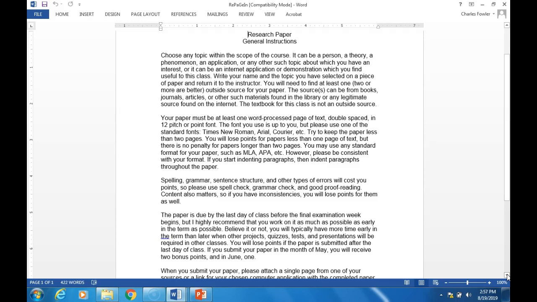All right, now let's get back to the paper itself, the research paper. You'll need to find at least one, but two or more is better, outside sources for your paper. Now, what do I mean by outside sources? The source can be from any book, journal, newspaper, magazine, any kind of article that you could find anywhere in the library, either our library here or any library. Or, now this is a big or here, any legitimate source found on the internet.